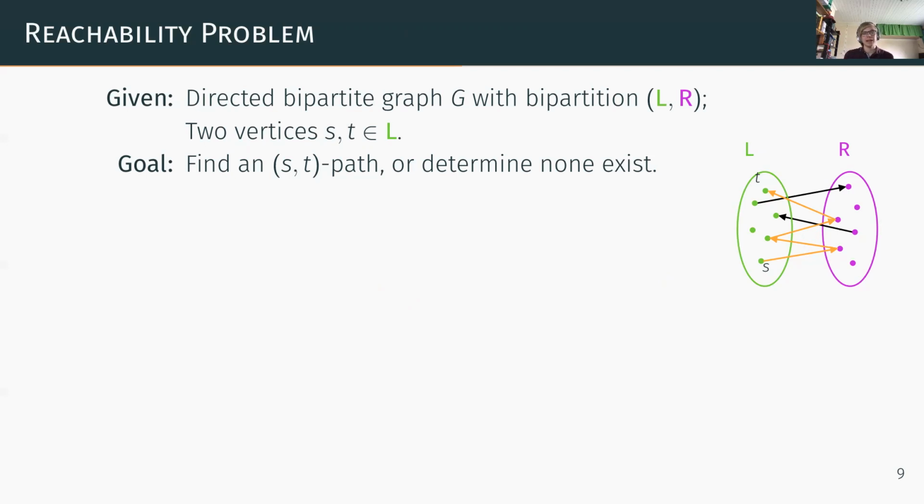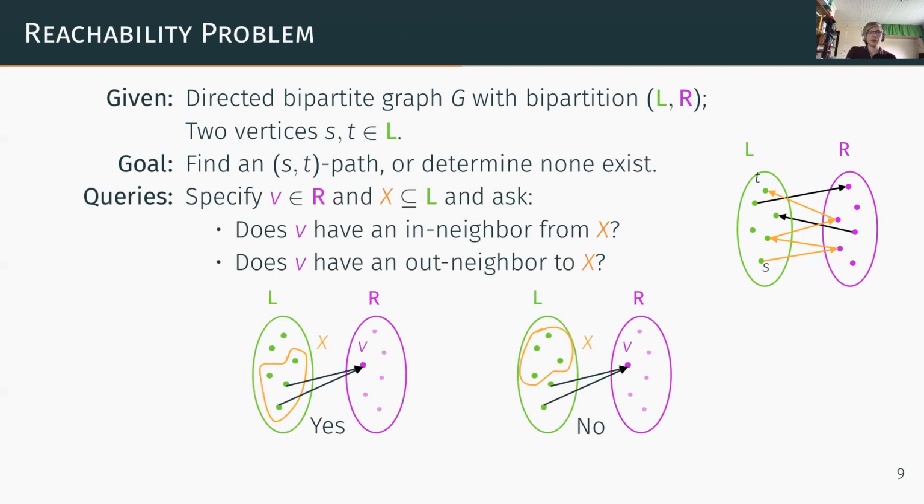So the catch here is that we do not know the edges of this graph. Instead, we can only access it with some specific queries. These queries are like this. You specify a single vertex on the right side and a subset of vertices on the left side, and you can ask whether this vertex on the right side has some in-neighbor from this set of vertices on the left side, or some out-neighbor from this set of vertices on the left side.